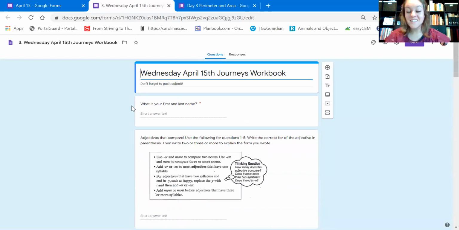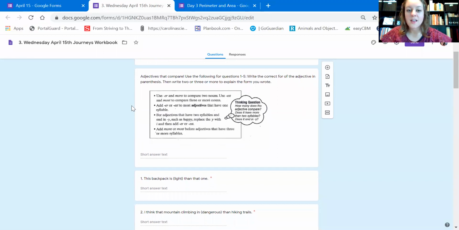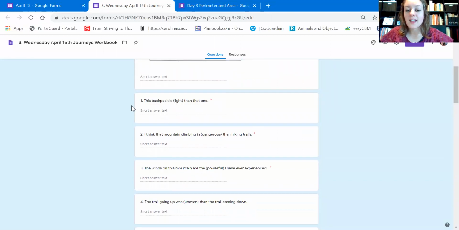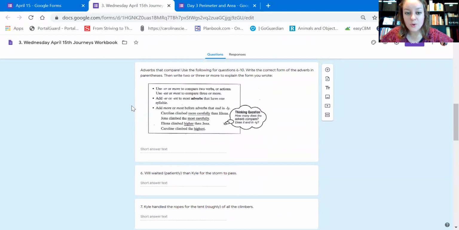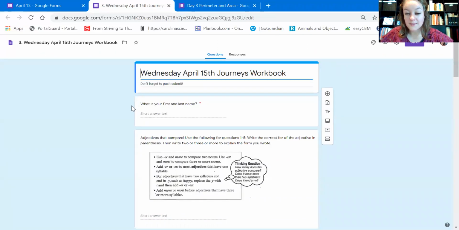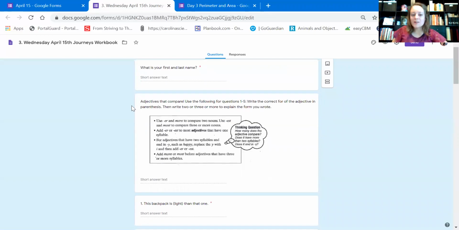Okay, this one is a little bit tricky as well. We are using adjectives and adverbs that compare. Now, with adjectives that compare, we focus more on the syllables, and with adverbs, we're focused more on the verbs or the actions. Okay, so let me explain a little bit. So this box will help you.